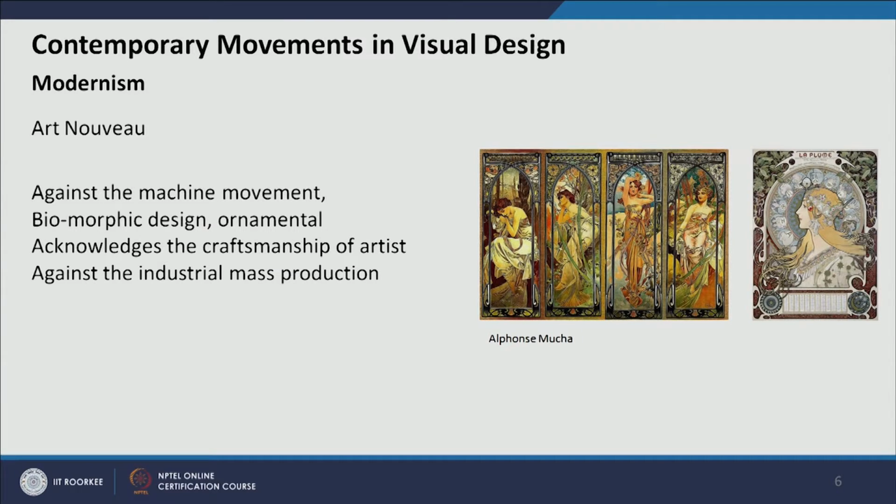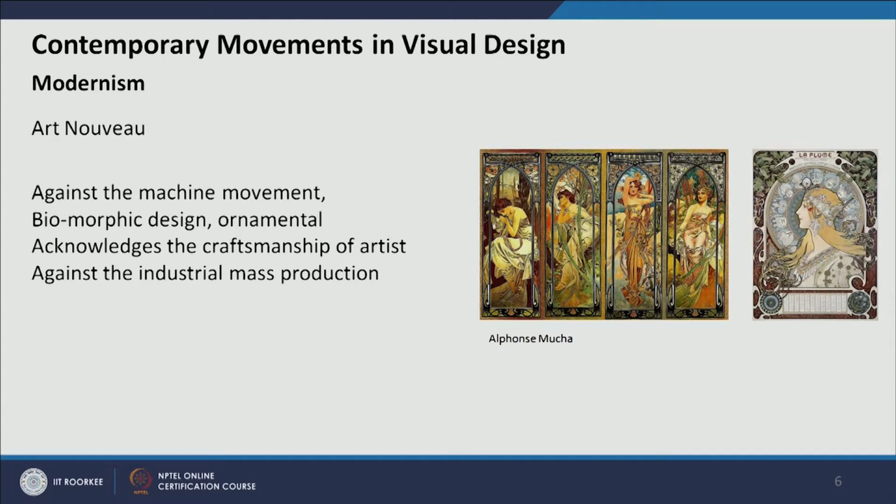So first, talking about Art Nouveau. Art Nouveau was in the initial stages where there was a dilemma whether to go in favor of modern mass production or not. Art Nouveau is highly ornamental, and gives emphasis on the craftsmanship and artistic skills of the individual. So we can see Alphonse Mucha's work.